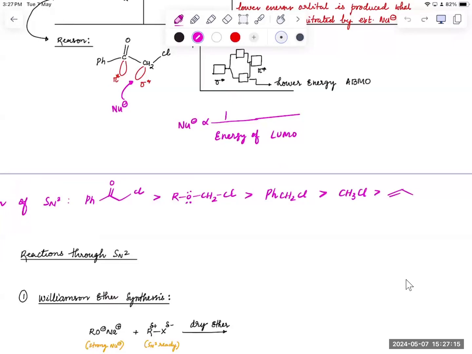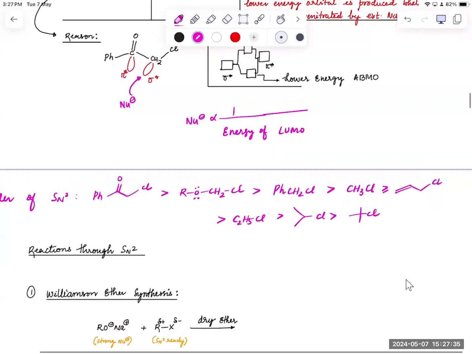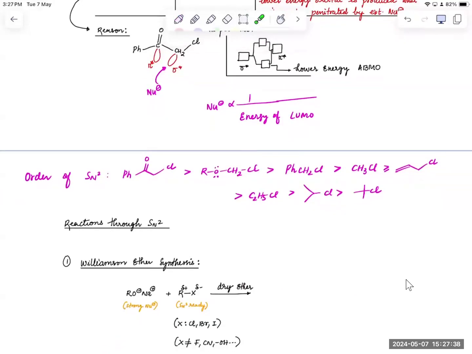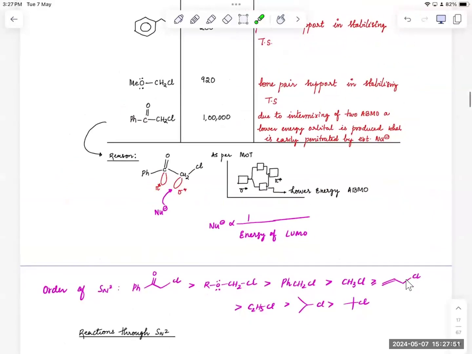In a lot of books, allyl and methyl are given as almost the same. Then we can have ethyl, C2H5Cl. Then we have secondary. Then we have tertiary. So tertiary is extremely rare for SN2. So this is the order of SN2 reactions. Everybody, please make a note. This question will definitely come in the exam. What is the order of SN2? Clear?